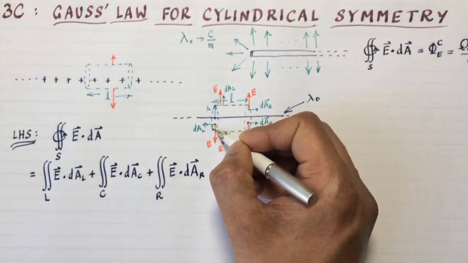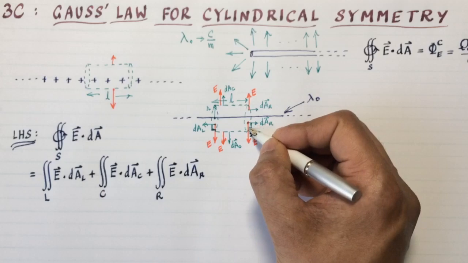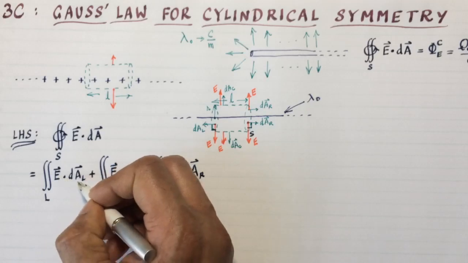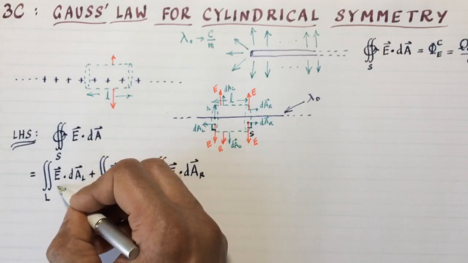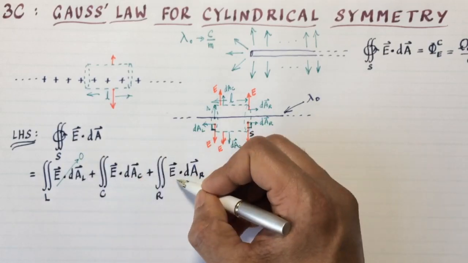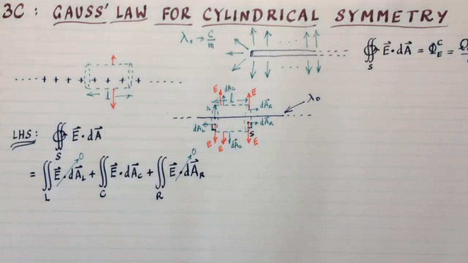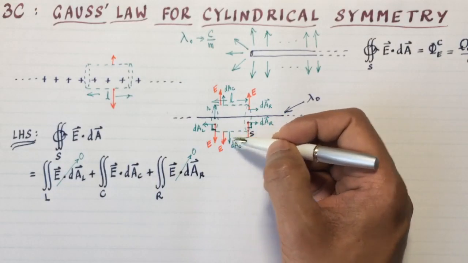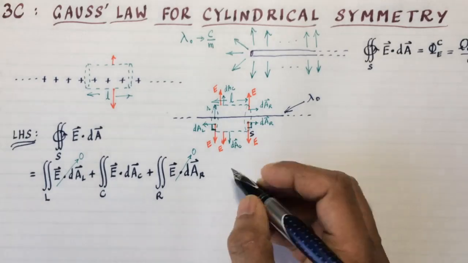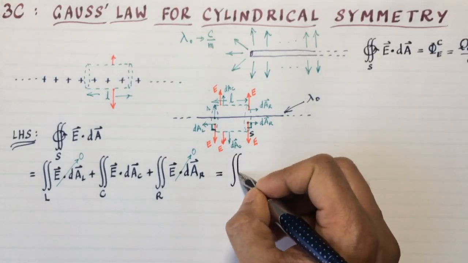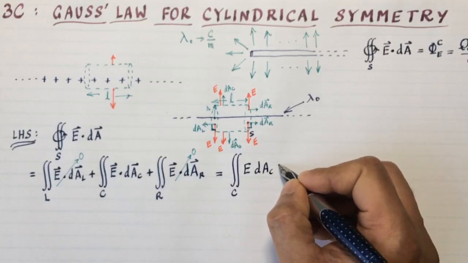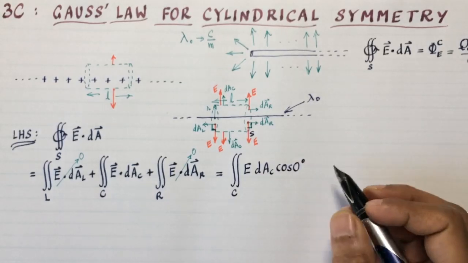Observe though that on the left side the angle between E and dA, and on the right side the angle between E and dA is 90 degrees. Now the dot product of two vectors which are perpendicular to each other is 0. So I'll put a 0 through the dot to convey that 0 is the cosine of 90 that comes from the dot product. So I only have one term left, and on the curved surface E and dA are parallel, so you have a cosine 0 degrees there. So let me write this out. This is going to be the double integral over just the curved surface, E times dA curved times cosine 0 degrees.